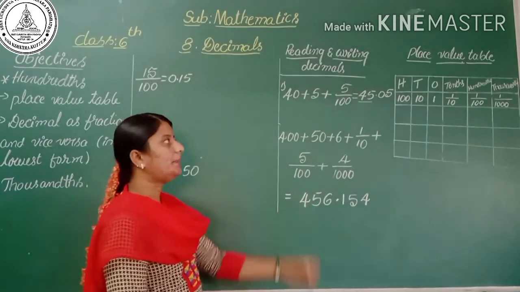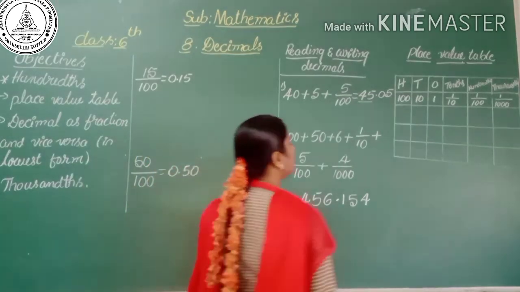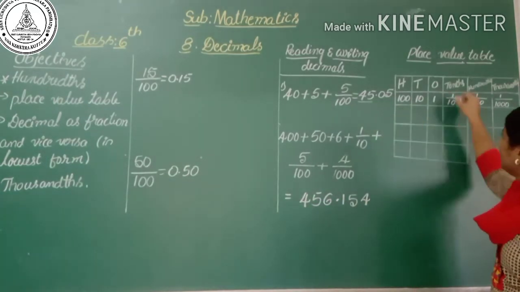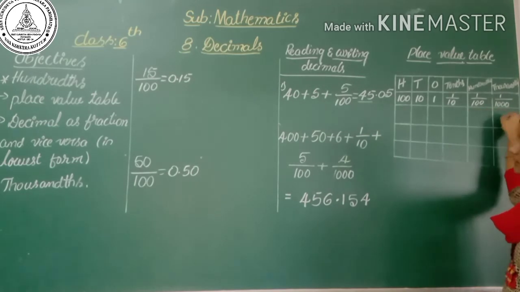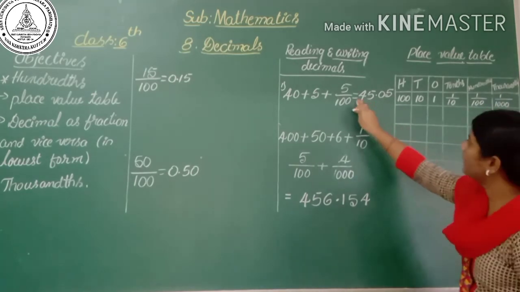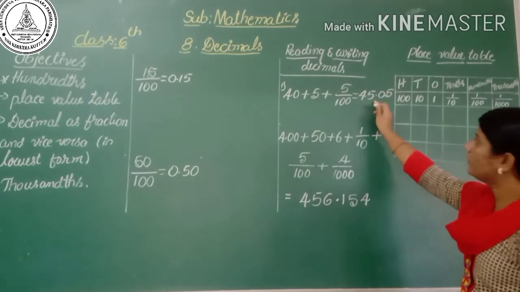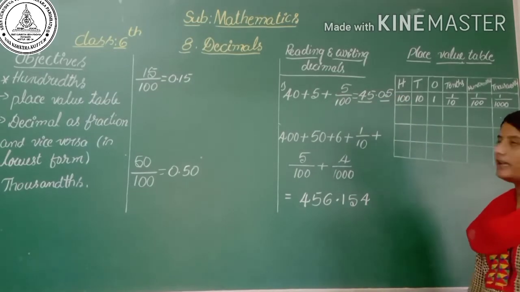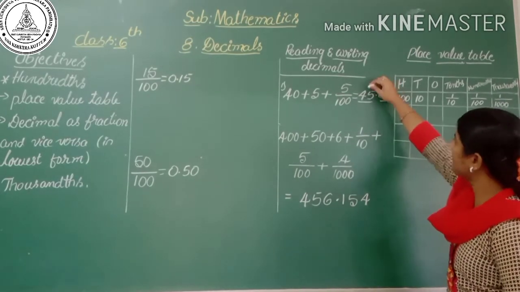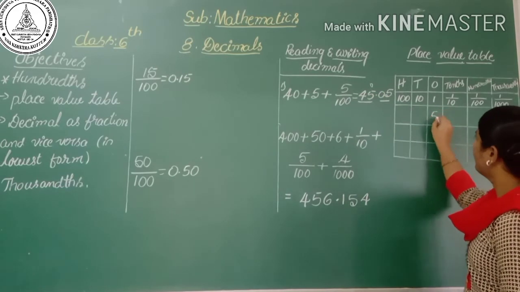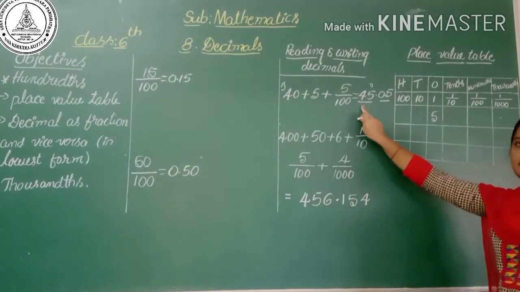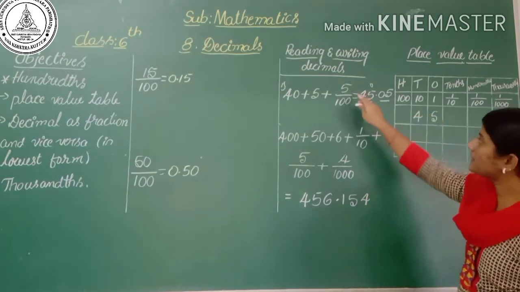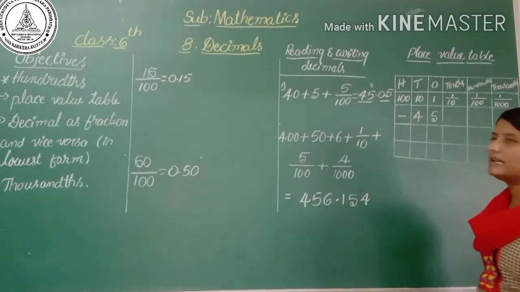Now fill the decimal numbers in the place value table. As you can see here in the place value table, there are ones, tens, hundreds, then tenths, hundredths, thousandths. The first number I will fill here is 45.05. So 45 is the whole part and 05 is the decimal part. So 5 is in the ones place, so we have to write it in the ones place. Then 4 is in the tens place. We have to write 4 in the tens place. And in the hundreds place there is no number, just keep a dash.